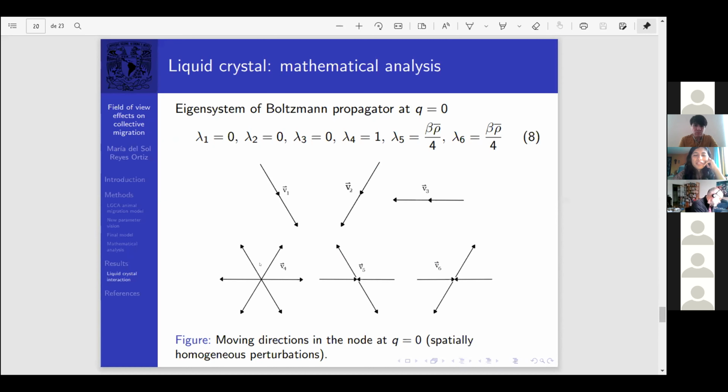Then lambda equals 1 will tell us that there's a mass conservation, sorry. And the last two eigenvectors will tell us that some particles will stop being in some direction and will start to follow just one direction. So that's why we see these streets that we presented earlier. And this will depend really on their eigenvalues, which depend on beta and rho. So if we have a product that is less than 1, these perturbations will go to 0 really quickly, and we won't really see them. But if it is bigger than 1, then we'll be able to see these perturbations. At q equals 0, we have spatially homogeneous perturbations in all of our space.